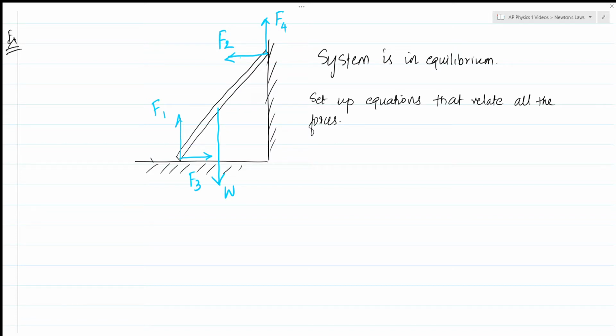So in this problem, we have a system which is in equilibrium, and your goal is essentially to set up equations that relate all the forces in the figure. So what you should do is at this point pause the video and then set up your equations and then come back and take a look at what the correct answer should be.